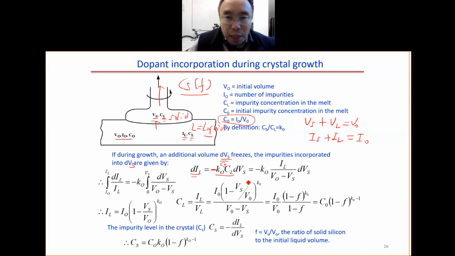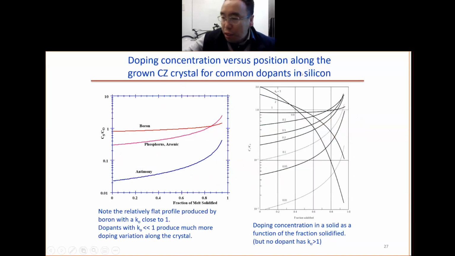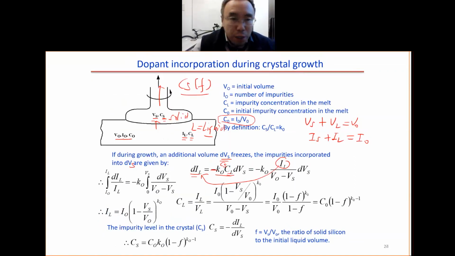On the other hand, CL is given by I, the number, divided by the volume VL, and VL is equal to V naught minus Vs. So we have this one. Then you bring this to the left side, so you have dI over I, then dV over this one. You put this one in the front. This one is I naught to IL, and this one is 0 to Vs. So this equation, we do the integration, and in the end we get this formula.